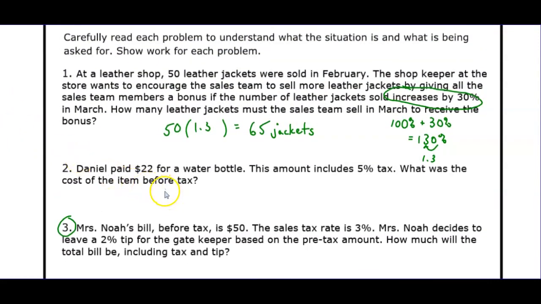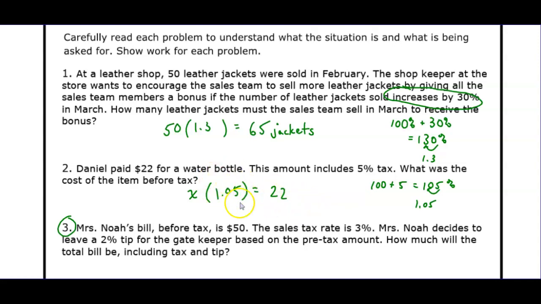So Daniel paid $22 for a water bottle. This amount includes 5% tax. What was the cost of the item before tax? So it's the same setup, except I don't know the initial amount. So I'm going to let that be X, and then I'll multiply by a percent. So if this amount includes 5% tax, think about how tax makes the price increase. This is the same as saying increases by 5%. So I have 100% plus 5% equals 105%, which means 1.05. So I'm multiplying some unknown starting amount by 1.05, and I'm supposed to get $22 total, right?